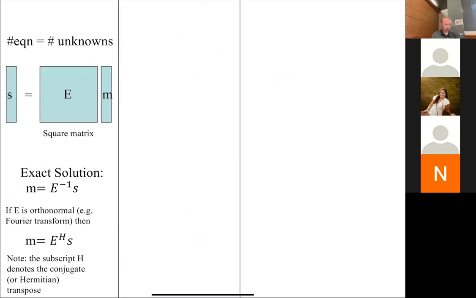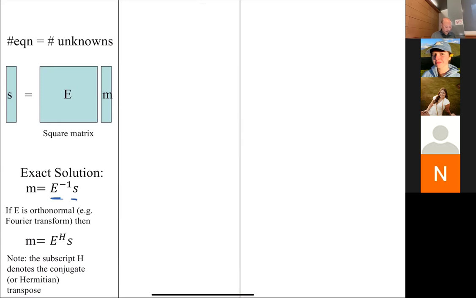Okay, so now let's relate this back to things you learned when you first learned about matrices and systems of equations. If I have a square matrix, then the number of equations equals the number of unknowns, right? Because this is a square matrix. And so we know that if E is invertible, then I can just write M equals E inverse S, right? And it turns out that taking the inverse of the matrix is essentially just doing the inverse Fourier transform. So that's a nice interpretation.